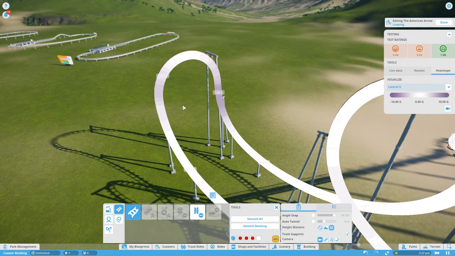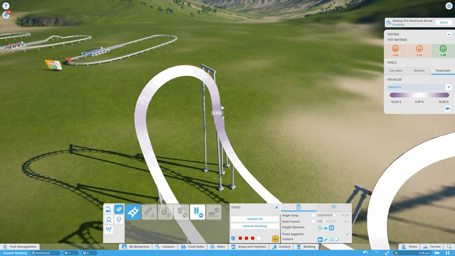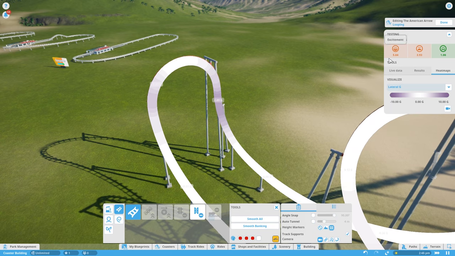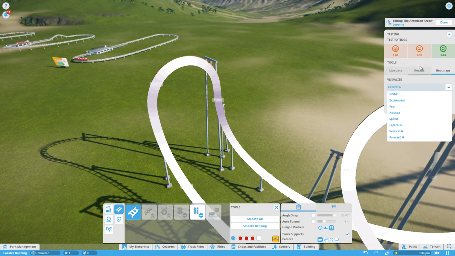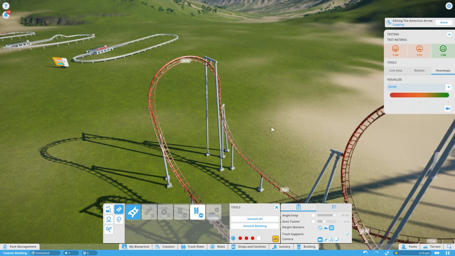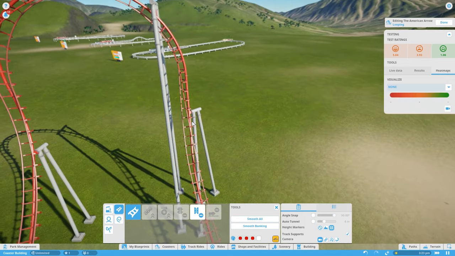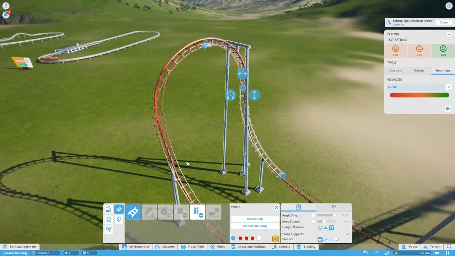Lateral G, if you remember rightly, that's going left and right. So most likely what that'll be there is that the banking is a little jarring. So we'll just stop that for a minute. So we've got 3.9, 1.6. So we'll turn those off a second, and you'll see that there, yeah, it's just a little jarring.